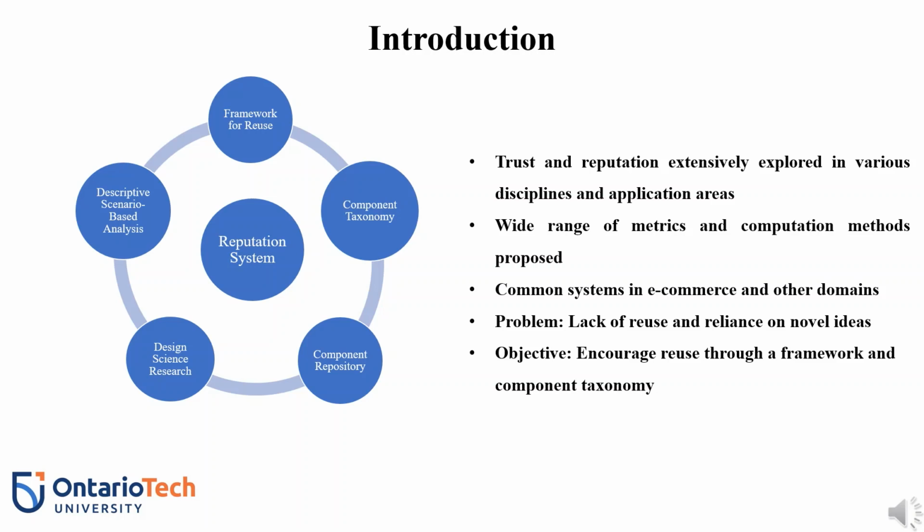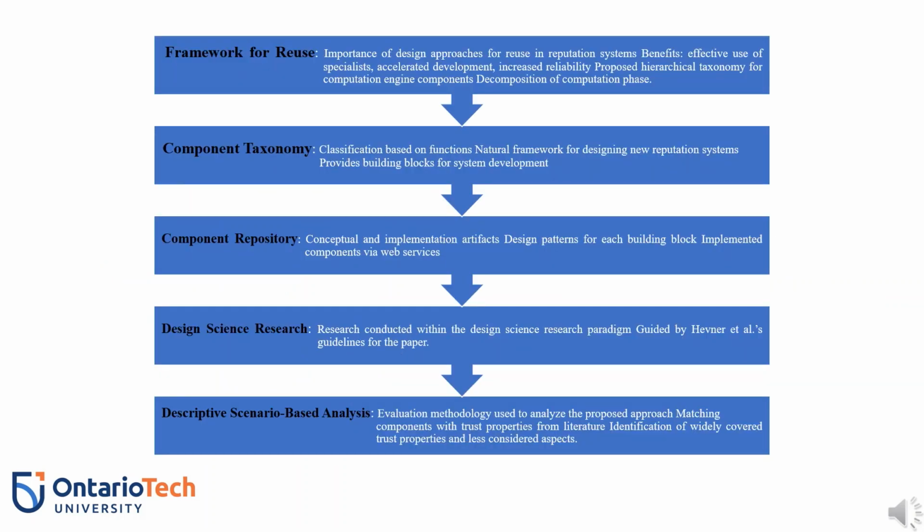One issue in this field is that many new trust and reputation models tend to develop computation methods from scratch, overlooking existing proposals and resulting in underutilized models and approaches. In this study, the author aims to promote the reuse of components in the development of reputation systems by providing a framework based on reusable elements. They proposed a hierarchical taxonomy for the components of computation engines used in reputation systems, with a component repository containing pre-implemented components through web services.